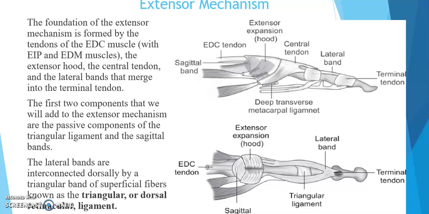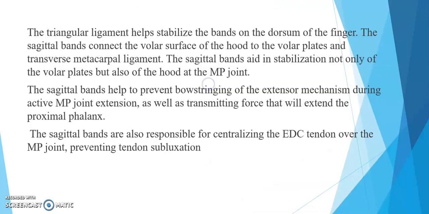The lateral bands are interconnected dorsally by a triangular band of superficial fibers known as the triangular ligament or the dorsal retinacular ligament. Here you can see the triangular ligament, which helps in maintaining the stability of the lateral bands, and so helps in maintaining the stability of the extensor mechanism. The triangular ligament helps stabilize the bands on the dorsum of the finger.